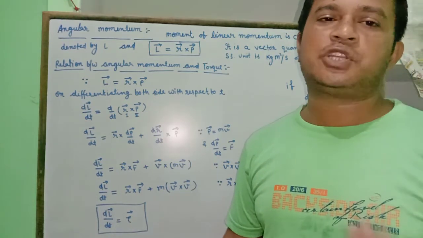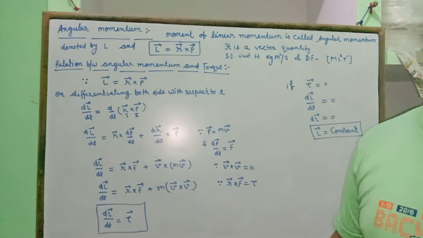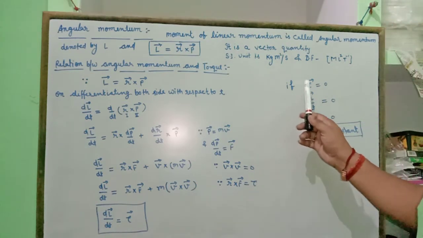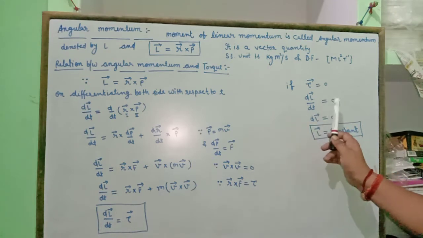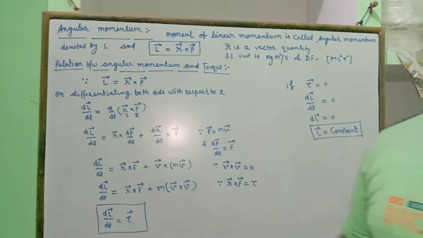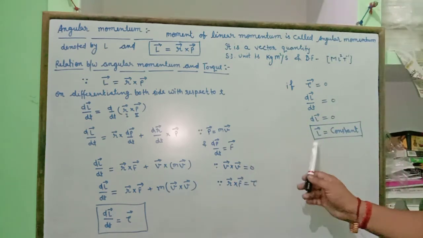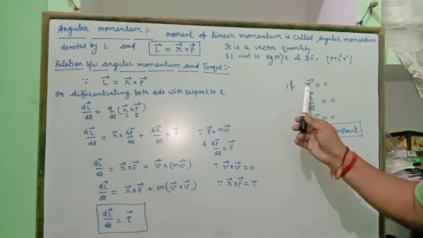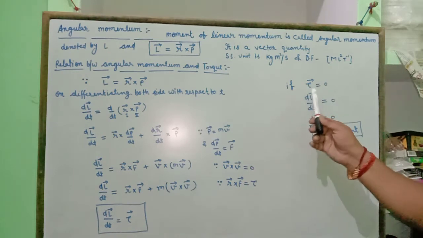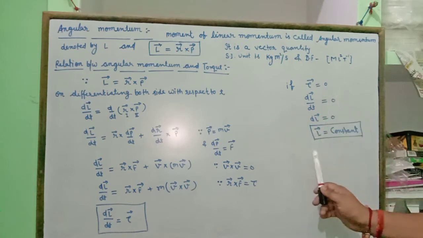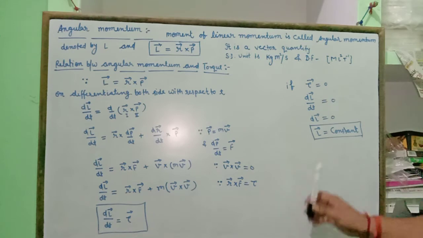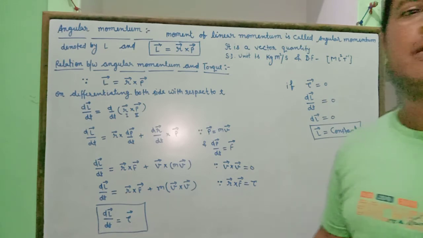If we consider that no force is acting on the body, then there is no torque exerting on the body. So if torque is equal to 0, dL over dt is equal to 0, meaning dL is equal to 0 and L is constant. From this relation we can say that in the absence of external torque, the total angular momentum of the body is constant. This is the law of conservation of angular momentum.